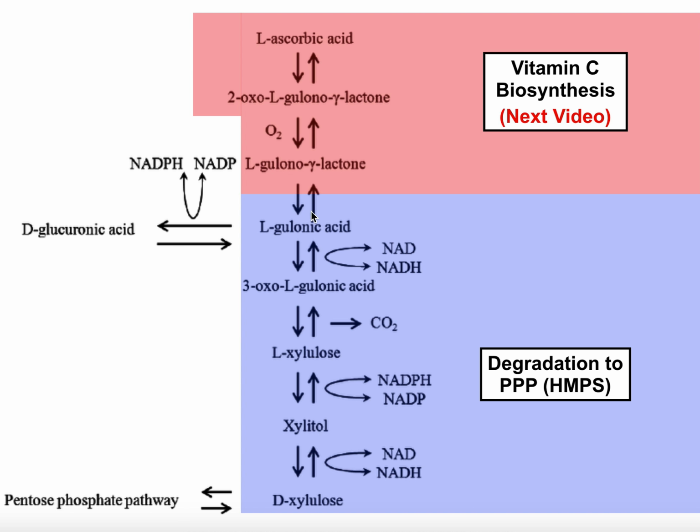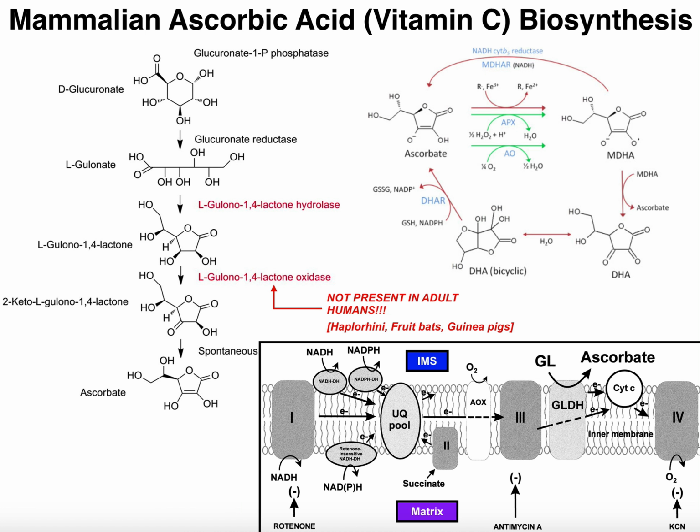Now, the true branch point in this metabolic pathway is gulonic acid, not directly glucuronic acid. And that's because it's actually gulonic acid that can be converted, indirectly, into xylulose. But this gulonic acid can also go up in this pathway. And going up is going to take us into vitamin C biosynthesis. And that's what we're going to cover in this video.